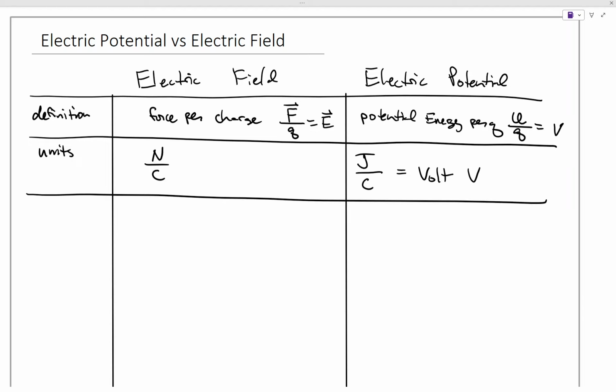What else? So what about the type of number? So electric field, this is a vector quantity. It has direction. And the electric potential is a scalar. It has no direction.